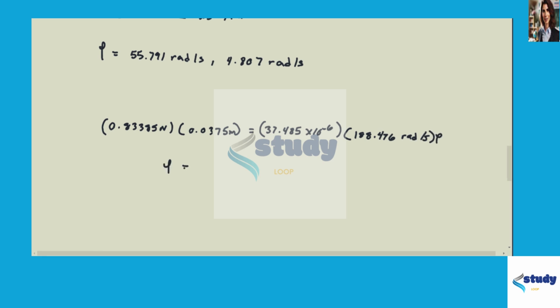And our phi is given as 0.03127 over 7065.772 times 10 to negative 6, which equals 4.425 radians per second.